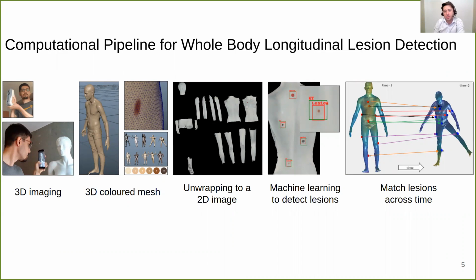And then when we have the 2D image, this allows us to apply, say, state-of-the-art deep learning approaches or other machine learning approaches to detect the lesions. And then once we've detected these lesions, we can apply our matching algorithms that allows us to match lesions across time or across different scans.